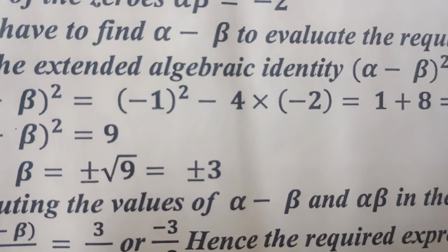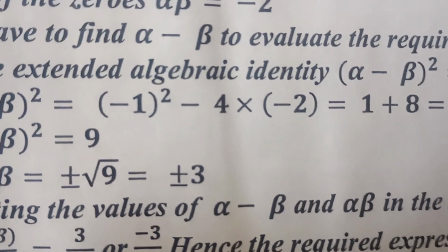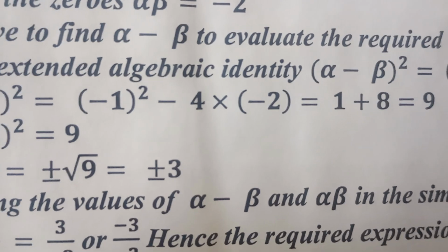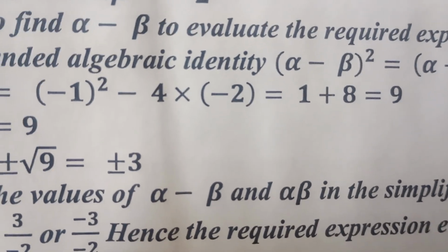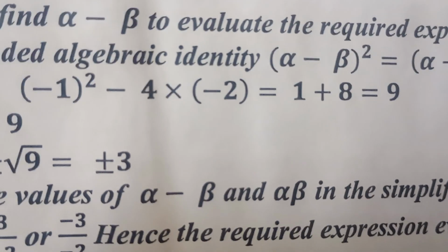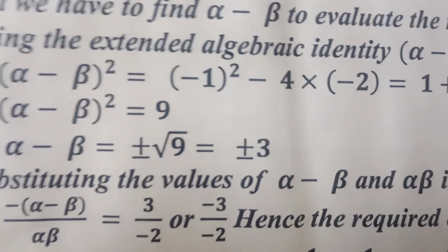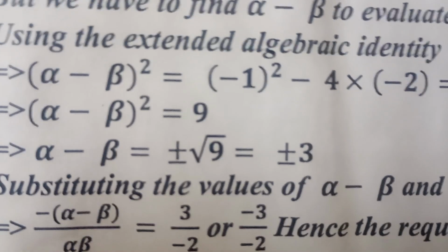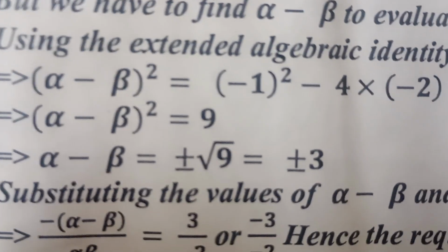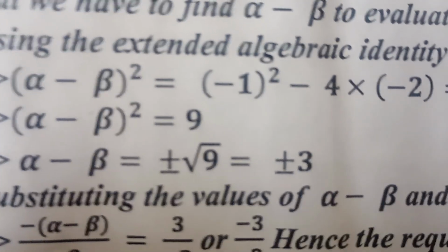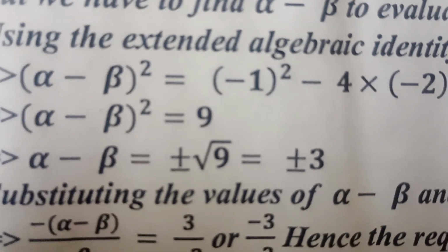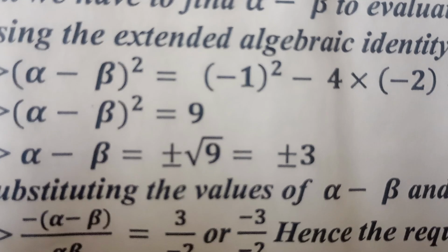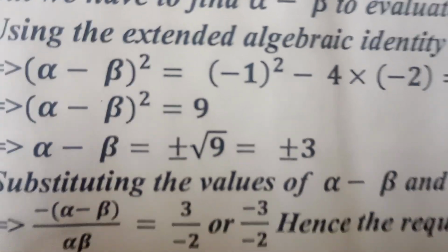So 4 into minus 2. Minus 1 the whole squared is 1. And minus into minus is plus. 4 2s are 8. So 8. 1 plus 8 is equal to 9, which is a perfect square. So alpha minus beta the whole squared is equal to 9. Alpha minus beta is equal to plus or minus root 9, which is equal to plus or minus 3.